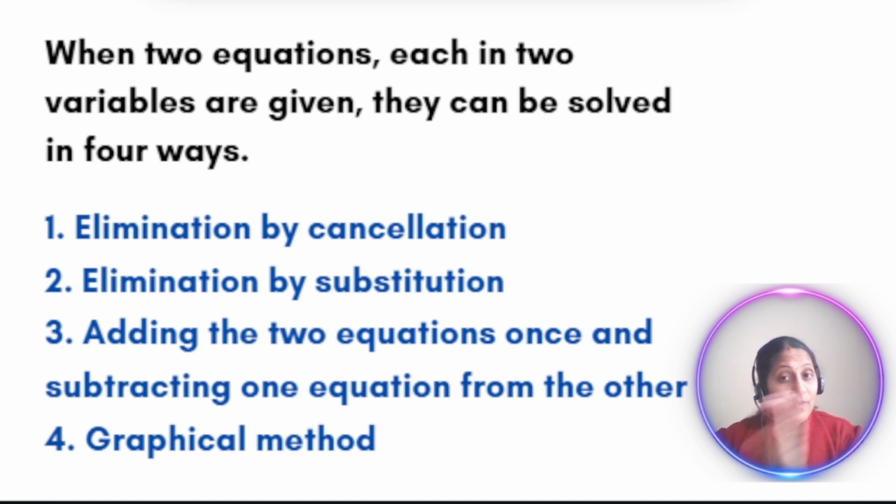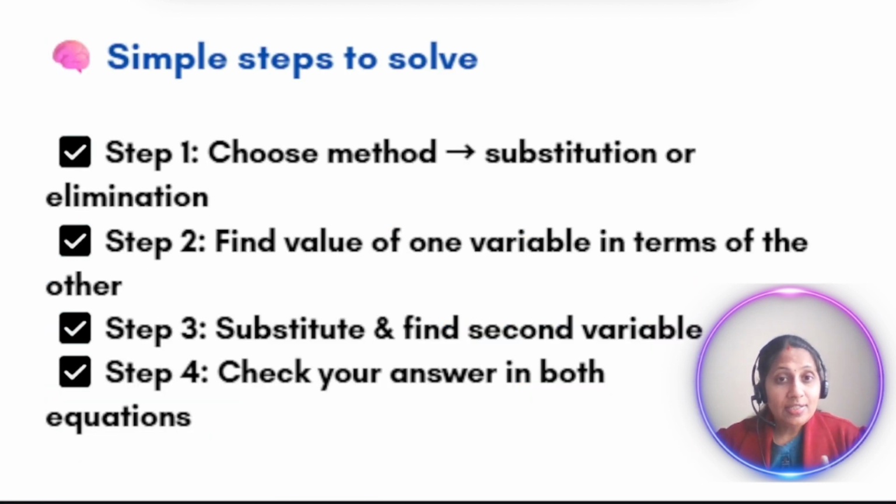And before we go to the problem, let's see what are the steps involved in this. The first step is, out of the 4 methods, you have to choose which method will work here for the problem. Substitution or elimination or graphical, you have to decide that first. Second, find the value of one variable and then substitute that value in the equation to get the value of the second variable. And the last and most important, check your answer with both the equations again.